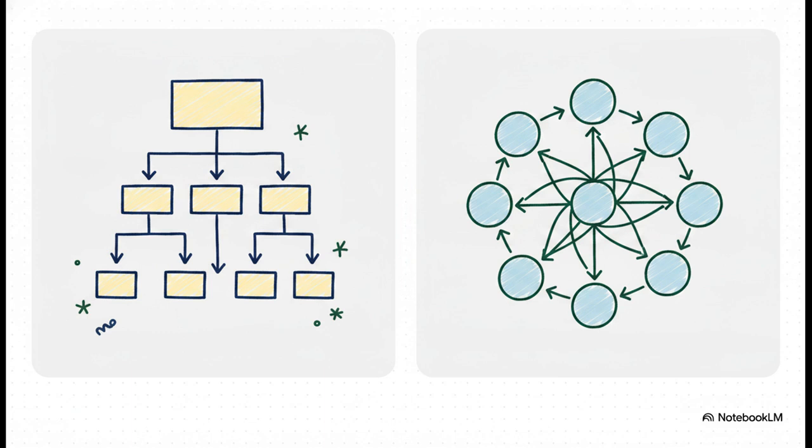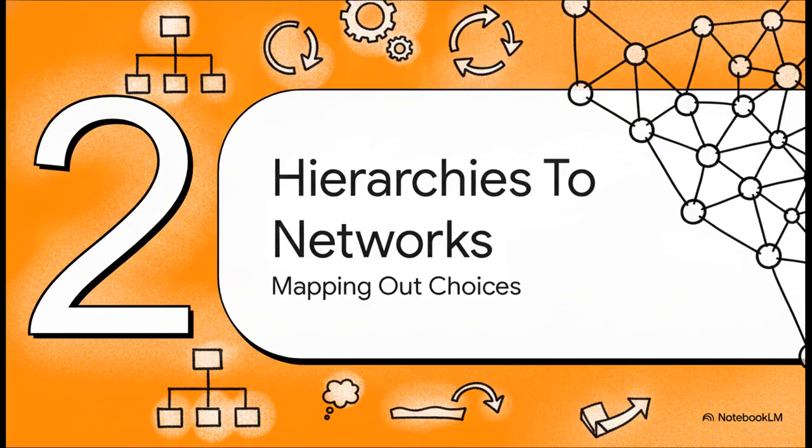It just blindly assumed criteria never interact. The newer analytic network process, or ANP, absolutely shatters that illusion. It assumes a network model where criteria are dependent and correlated, which, let's be honest, brings our math much closer to actual reality. Moving on to Section 2, from hierarchies to networks.